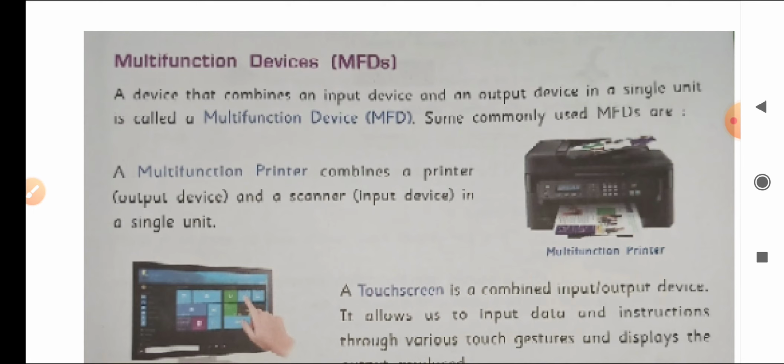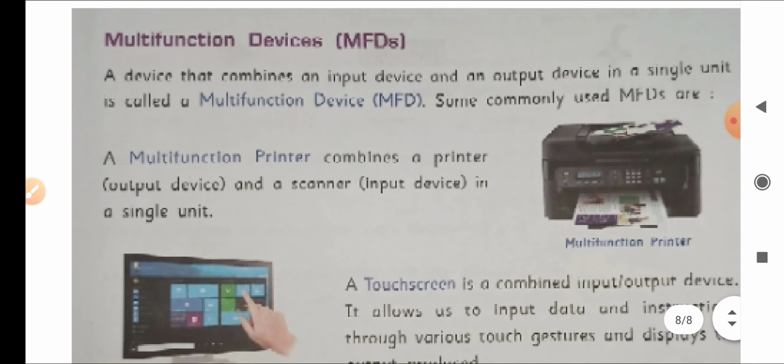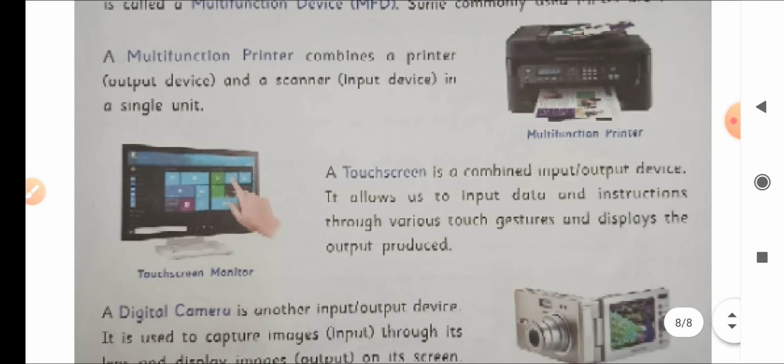A multifunction printer, this is a multifunction printer, isn't it? It combines a printer, that is an output device, and a scanner, that is an input device, in a single unit. That means you can scan various things, which is the input part, and it can give you the printout also, so it becomes an output device also. It does both functions in a single unit, so it is called a multifunction printer.